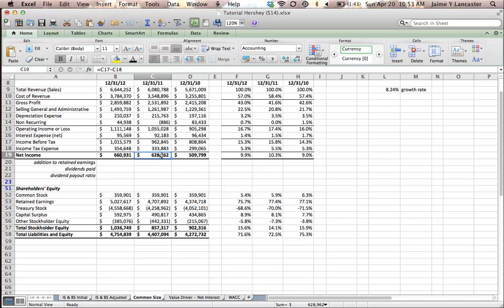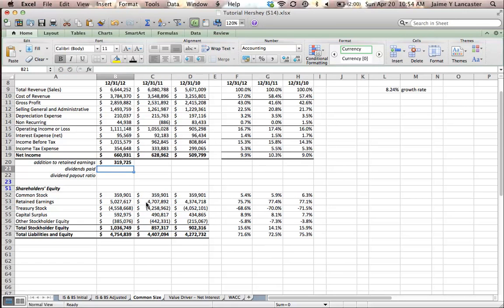And at the end of 2011, they put some money in retained earnings and paid some as dividends. At the end of 2012, net income was $660,000. They put some amount in retained earnings, and they paid some as dividends. So to know what they added to retained earnings, I need to look down here at accumulated retained earnings. They started the year with $4.7 million in retained earnings and ended the year with $5.02 million. The difference between that is how much they added.